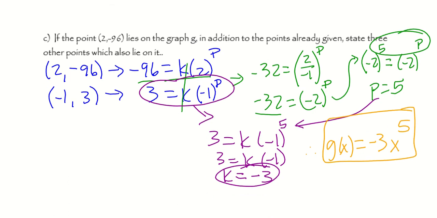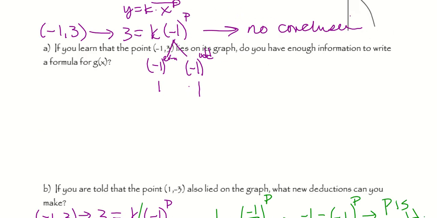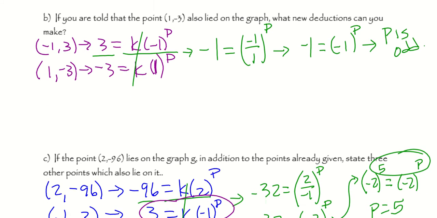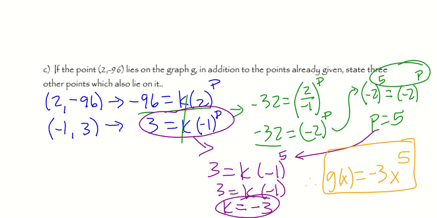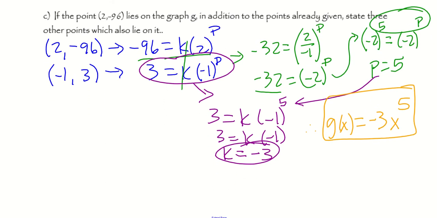Last part of this question. Well, I thought there was a last part to this question. I missed it here, which is to state 3 other points which also lie on it. So for that, we're going to start with our equation that g of x equals negative 3 times x to the 5th. And we're going to plug in just whatever x's we want.